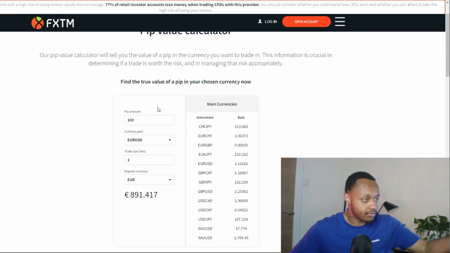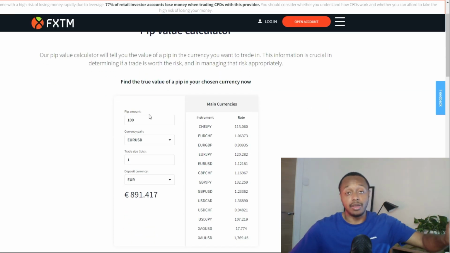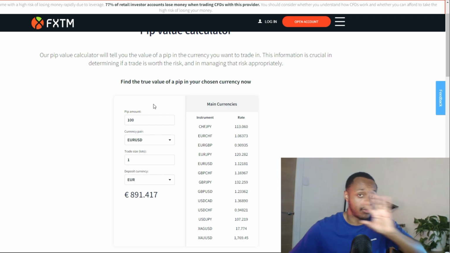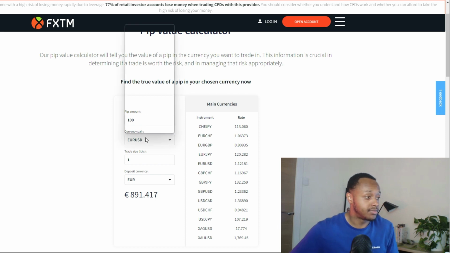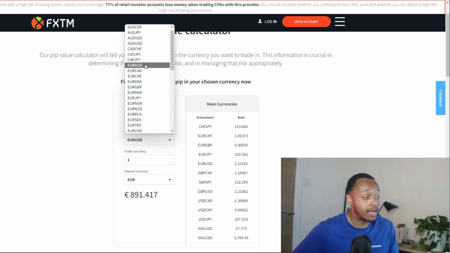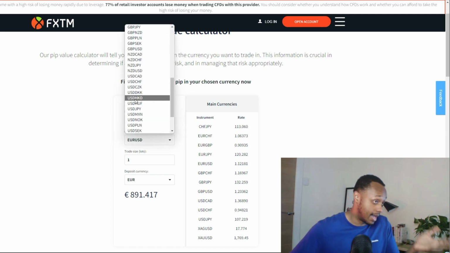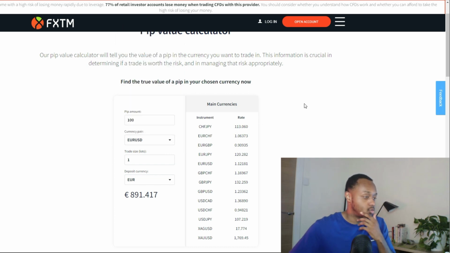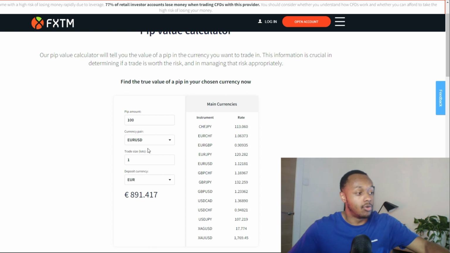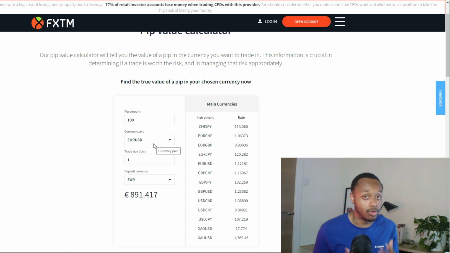And as you can see, we've got pip amount at the top, so that'll be for our stop loss size, so not for the target. You can use it for the target as well if you want to, but for our stop loss size here, we'll put whatever pip our stop loss is. Then we've got the currency pair, so whatever pair you're trading. It's got all the major, minor, and it has exotics if you trade exotics, and it's also got gold and silver there as well. And then you can use your trade size here. This is lots, so how many lots you're gonna be using for your trade.